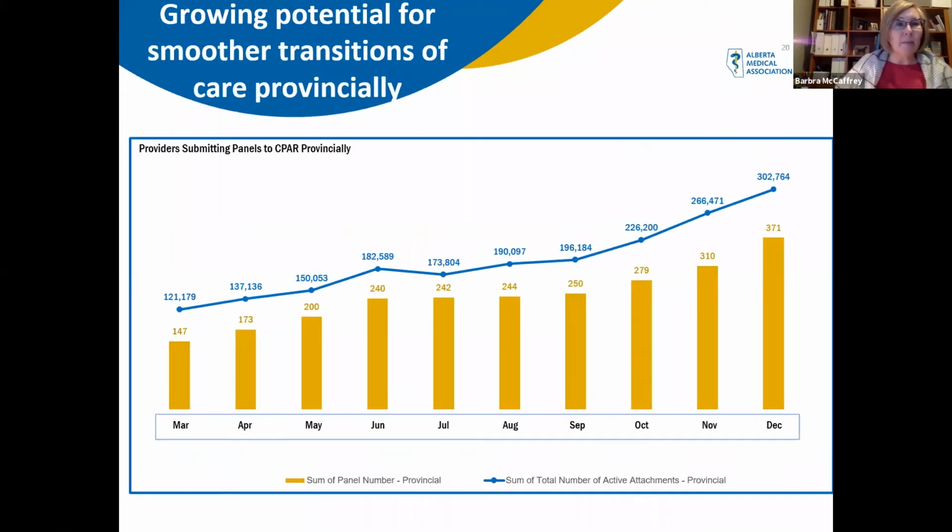Let's look at some implications into that participation. The yellow bars represent physicians submitting panels to the Central Patient Attachment Registry between March and December of 2020. In December, there are 391 panels of physicians in CPAR. That means there were over 300,000 Albertans registered in the database with a confirmed relationship to a primary provider. This means that should those Albertans have one of those AHS events, such as an emergency department discharge or hospital discharge or day surgery, that primary provider would be informed in their EMR.